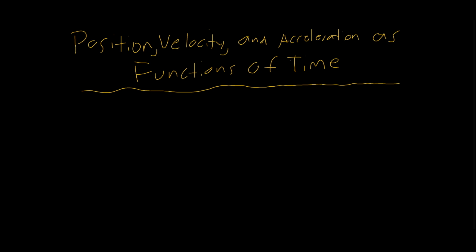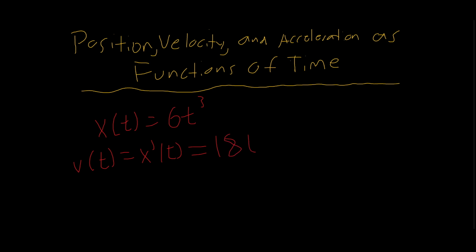All right, so now moving into position, velocity, and acceleration as functions of time, it's important to know how these three variables will relate to each other when they're expressed as functions. So let's say I have a position function, x of t is equal to 6t cubed. My velocity function, v of t, is going to be equal to x prime of t, or the derivative of position with respect to time. And that's going to be equal to 18t squared.